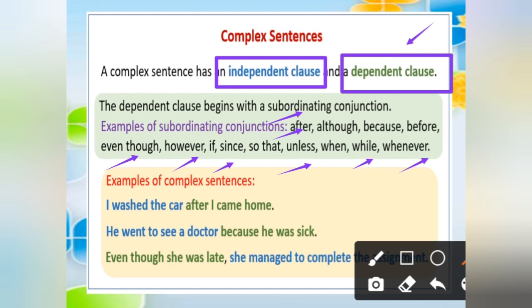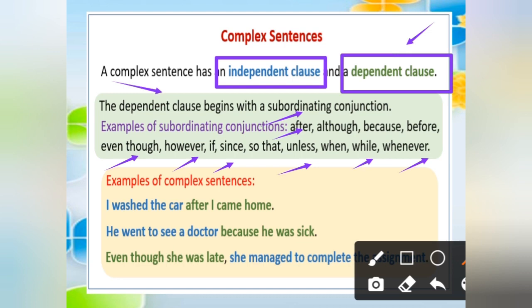As I told you, in a simple sentence you will not get any conjunction. In a compound sentence you will get a FANBOYS conjunction. Whatever remaining is left will all come in subordinating conjunctions. So if you are getting any of them, that will be your complex sentence. And what is given? A dependent clause begins with these subordinating conjunctions.